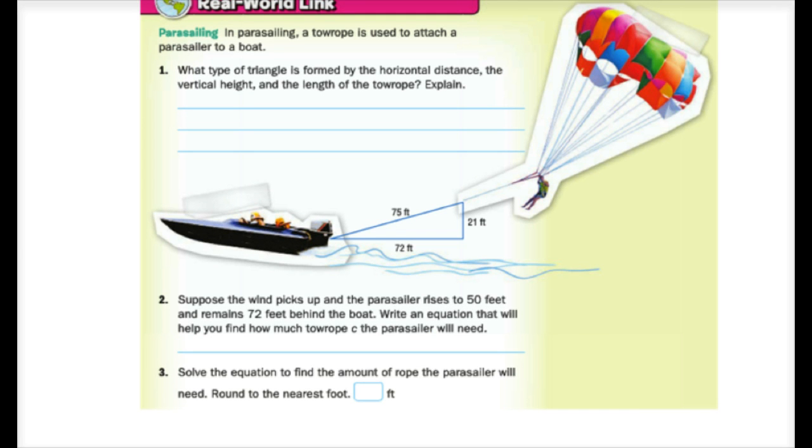Has anybody, someone else, gone parasailing before? I like it. I want to. They drag you with a big fast boat, and you get a parachute, and it's kind of fun.